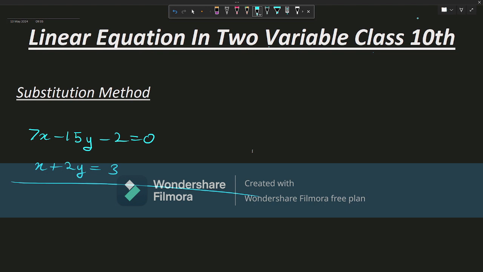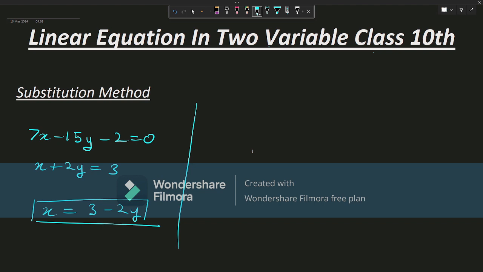Now once we do that, shift: 3 minus 2y. So the 2y will be shifted to the other side, and this is your value of x. Now first let's name these equations 1 and 2. These are the steps that you will need to write in the exam. Putting the value of x in equation 2.